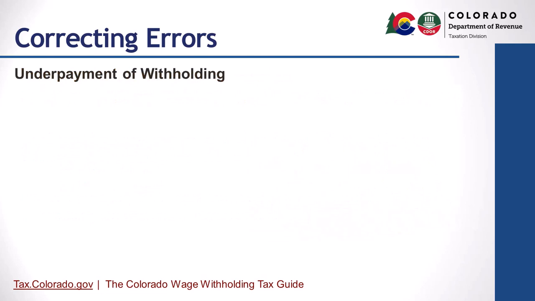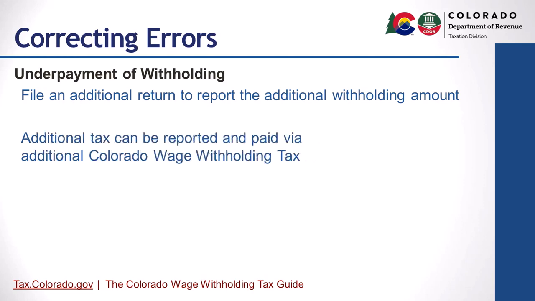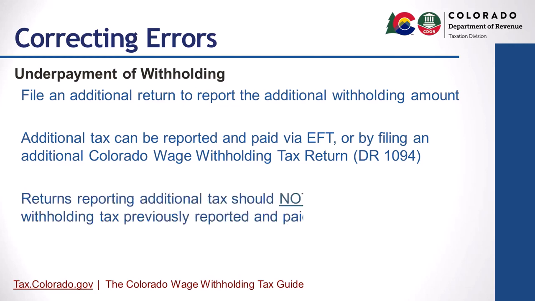If the wage withholding was underreported and underpaid and the tax due for a filing period is greater than the originally reported amount, the additional tax can be reported and paid via EFT or by filing an additional Colorado W-2 wage withholding tax return, the paper form DR 1094. Additional or supplemental withholding returns received for the same filing period are added together to achieve an aggregate total withholding amount. Due to this compounding nature of withholding returns, any return filed to report additional tax should not include any wage withholding tax that was previously reported.